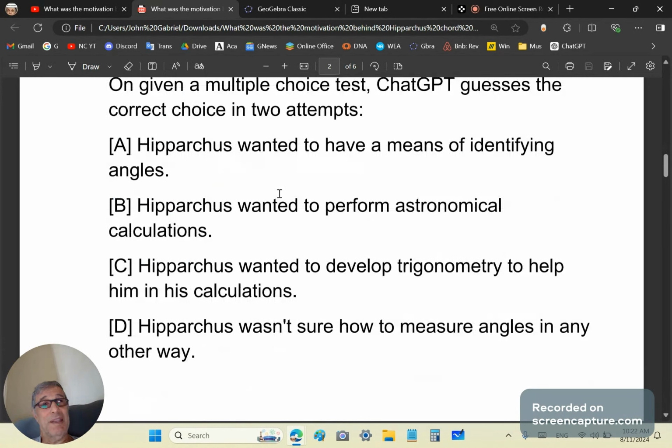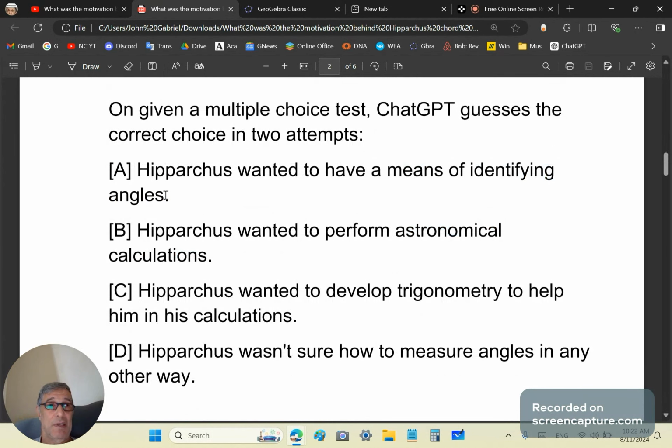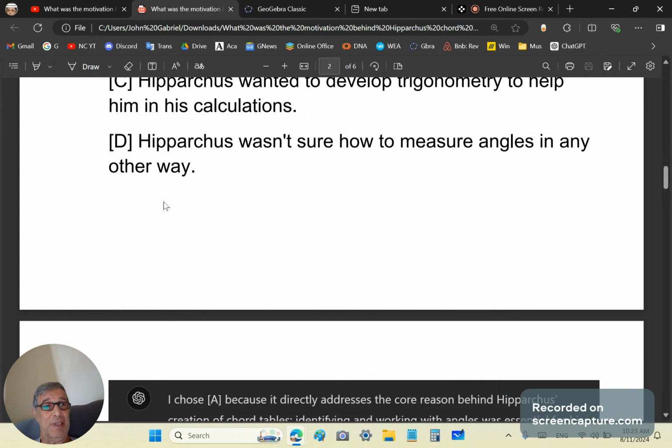So I gave ChatGPT a multiple choice test. A. Hipparchus wanted to have a means of identifying angles. B. Hipparchus wanted to perform astronomical calculations. C. Hipparchus wanted to develop trigonometry to help in calculations, and he wasn't sure how to measure angles in any other way. Well, turns out that all of these are actually true, but only one is the correct answer.